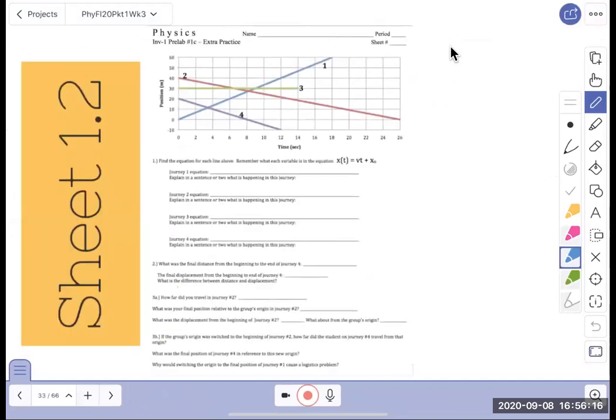First thing I did is I walked around the room to see who all had done sheet 1.2, and like I say, about 50%, but that wasn't that surprising. So I hope many more of you do it tonight. You're supposed to do the front.